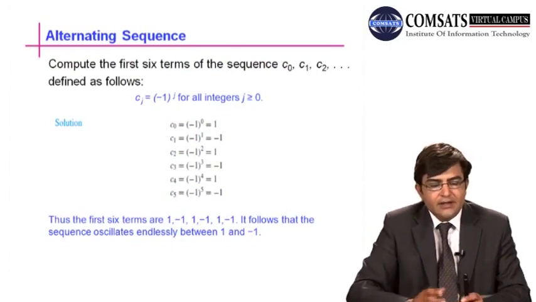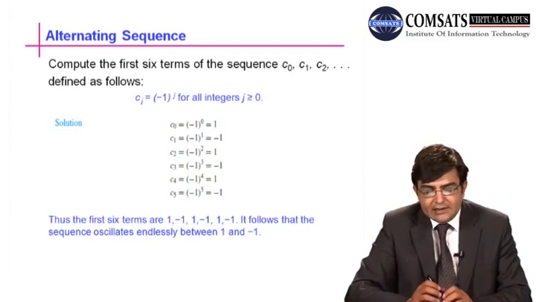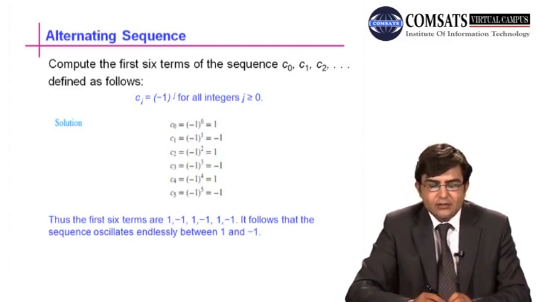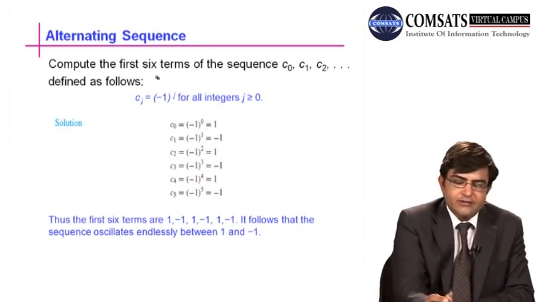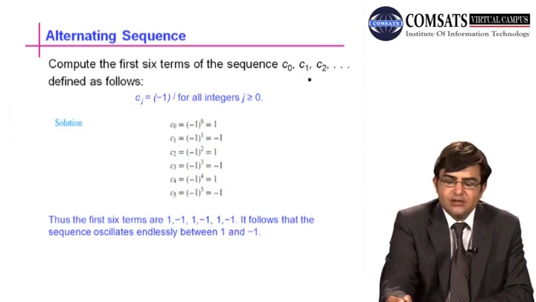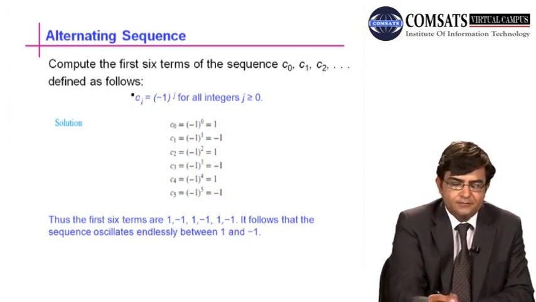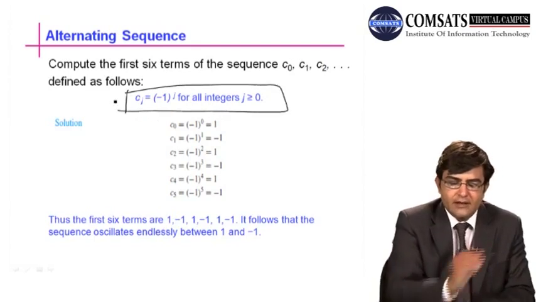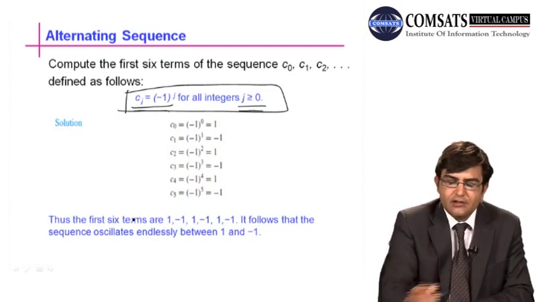Another example is the alternating sequence. An alternating sequence is a sequence in which we get, for example, here: compute the first 6 terms of the sequence c_0, c_1, c_2 and so on, defined as this here. Now the general term of the sequence is given, and the domain is also given here.